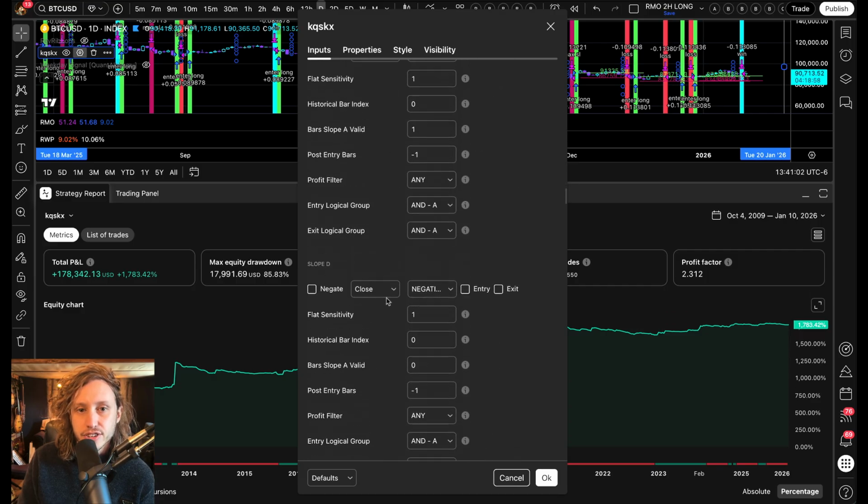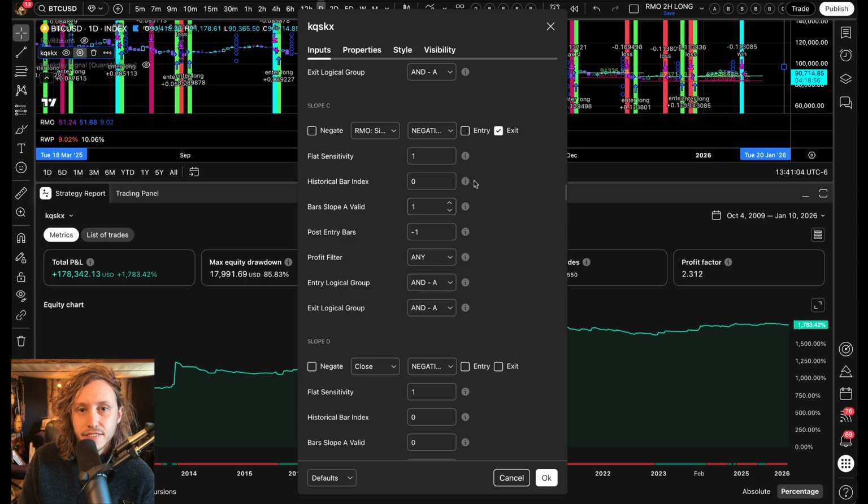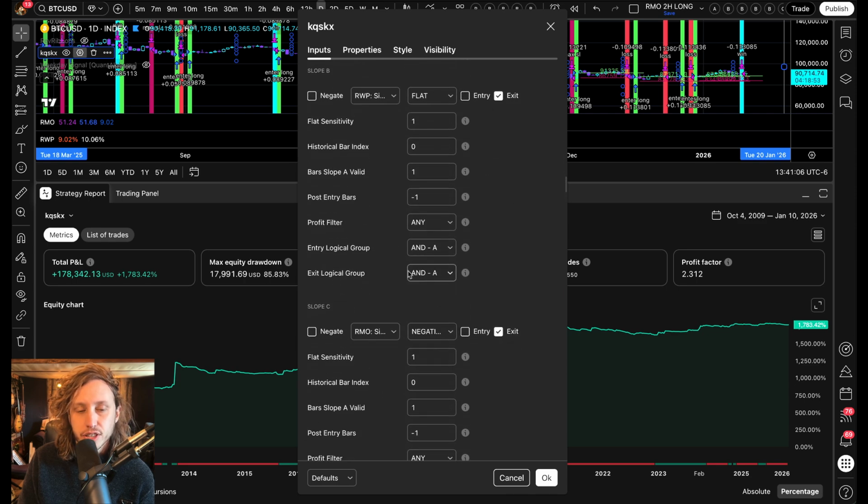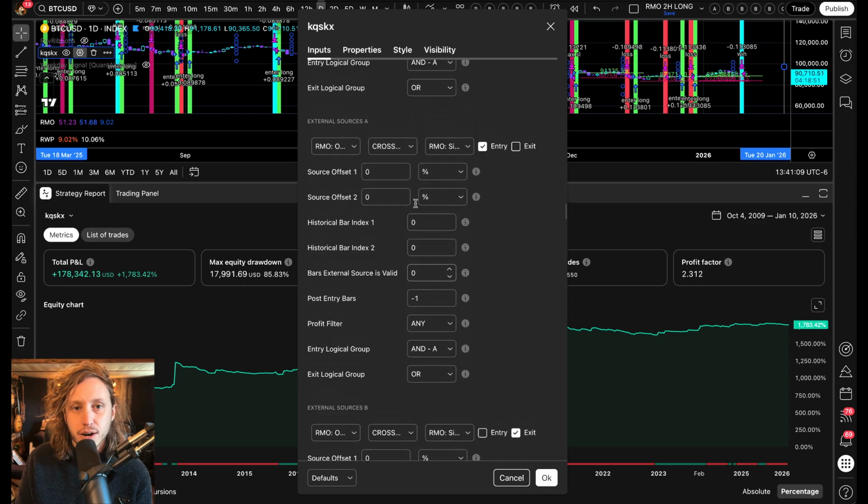You can go through the settings yourself and look, and if it's an exit, look at which exit group, or if it's an entry, look at what entry group it's a part of if you want to be optimizing this.